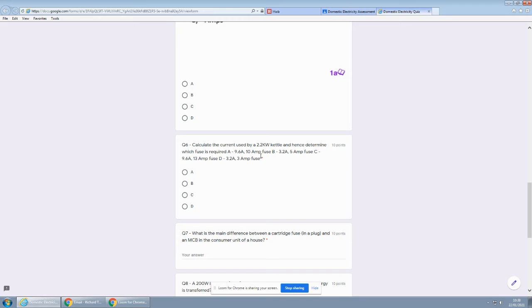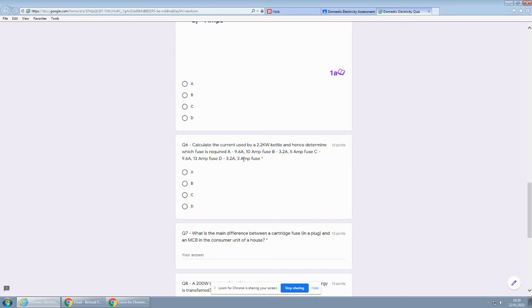Calculate the current used by a 2.2 kilowatt kettle. So the current is the power divided by the voltage. The voltage in a British house is 230 volts. So you're going to do 2,200, because that's 2.2 kilowatts. 2,200 divided by 230 comes out as 9.56 or 9.6. So the current is 9.6, which is why that answer is there.